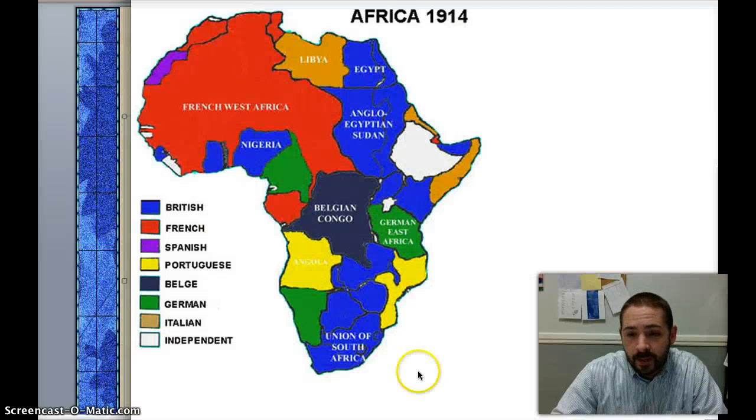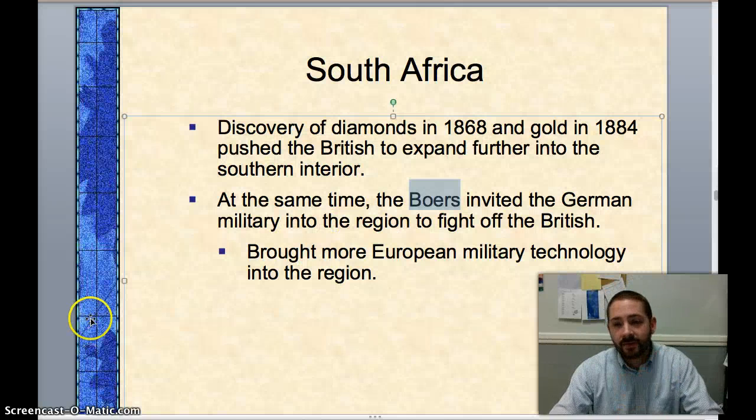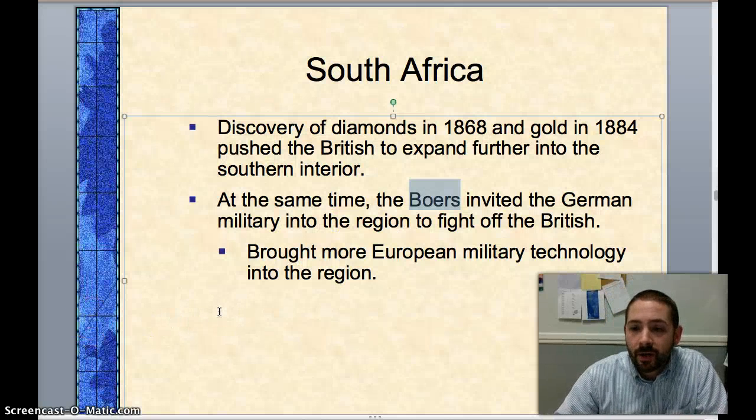Also, this tip of South Africa makes a really great fueling station if you're going to Australia, which is over here, right? So this is a strategic location for the British. So the British are sending their people there.